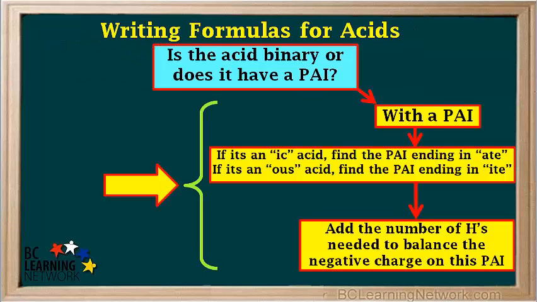So to summarize the whole process, if it's an acid with a polyatomic ion, look at the ending on its name. If it ends in IC, find a polyatomic ion with a similar name ending in ATE. If it ends in OUS, find a polyatomic ion with a similar name ending in ITE. Finally, add the number of hydrogens required to balance the negative charge on the polyatomic ion to create the final formula.